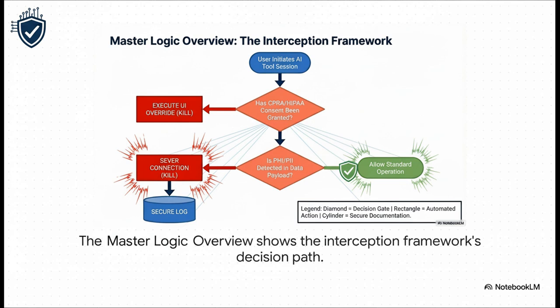Think of this flowchart as the brain of the whole operation. When a user tries to start up an AI tool, the system asks one single critical question. Has CPRA and HIPAA consent been given? A yes means everything proceeds as normal, but a no triggers an immediate kill command. And this whole decision, it's totally automated and happens in just milliseconds.